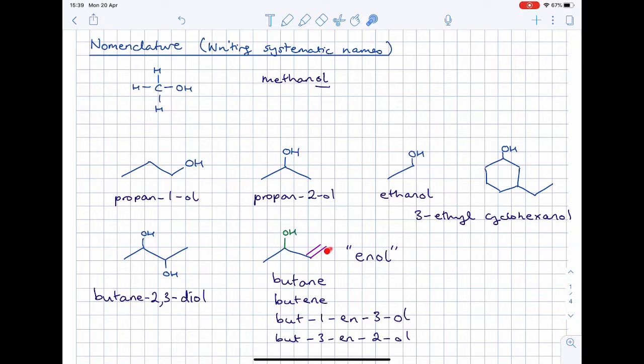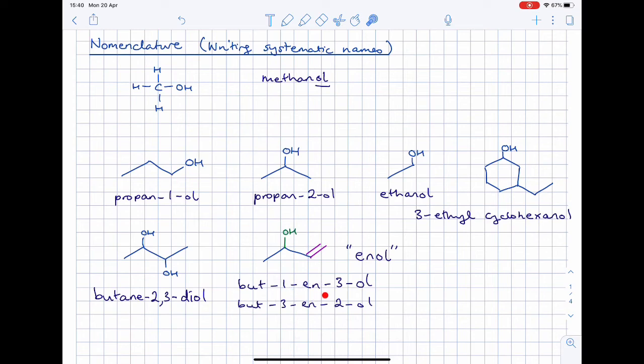And the double bond then would be the third possible position, because this would be position 1, position 2, position 3. So we have 3N for the third position of the alkene and 2O for the second position on the alcohol. So either of these names will be acceptable. Perhaps this one will be better because we've got the lower numbers. So we have but-1-ene-3-ol or but-3-ene-2-ol.